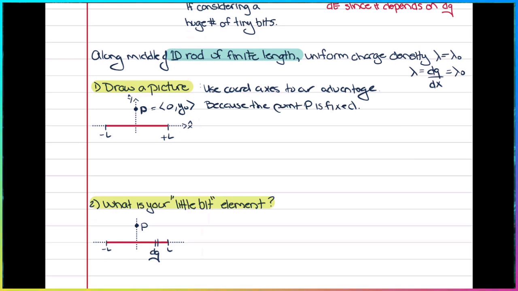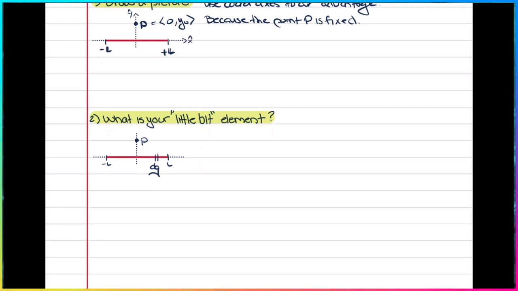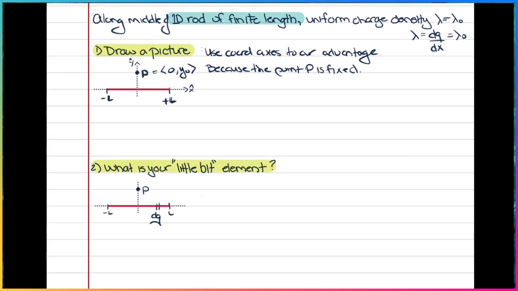And then, as I've drawn, I've put the rod along the x-axis with x equals 0 down the center. And I'm going to have the rod go from length minus L to plus L. I could do minus L over 2 to L over 2, but then I would have to deal with fractions in the expression. So let's just say the rod is of length 2L, and I go from negative L to L. So that's all well and good. So that would be your first step. Draw a picture.